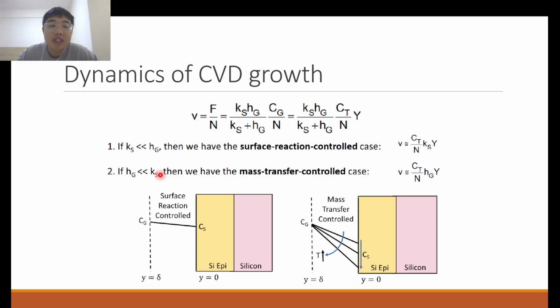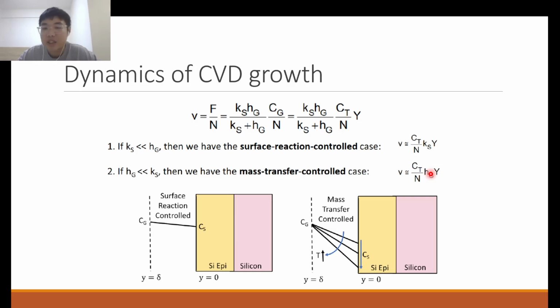However, in the converse case, when your surface reaction rate constant is much greater than your mass transport coefficient, you see the term below approximates to just Ks, which cancels out with the Ks in the numerator. Therefore the eventual equation only has Hg. So the rate of deposition only depends, or approximately only depends, on your mass transfer coefficient.